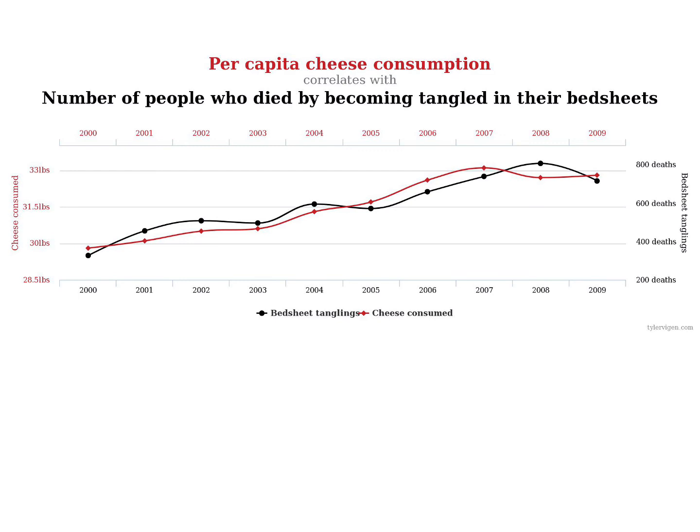It shows the cheese consumption in the US from the year 2000 to the year 2009, and also the number of people who died by becoming tangled in their bed sheets during the same period of time. On the x-axis, there are the years 2000, 2001, 2002 up to 2009. The red line shows the cheese consumption during each year. In the year 2000, the cheese consumption in the US was 29.8 pounds.